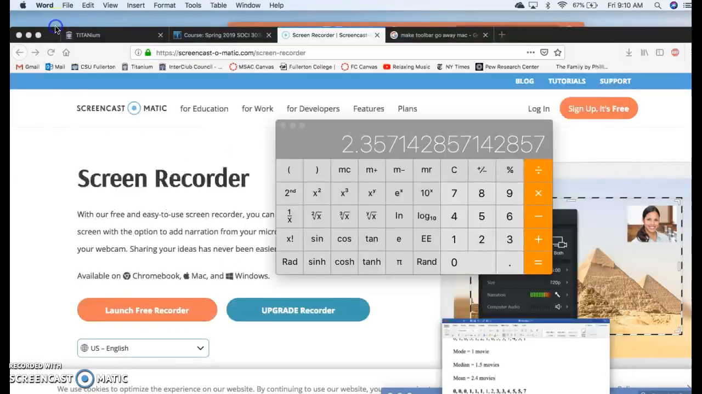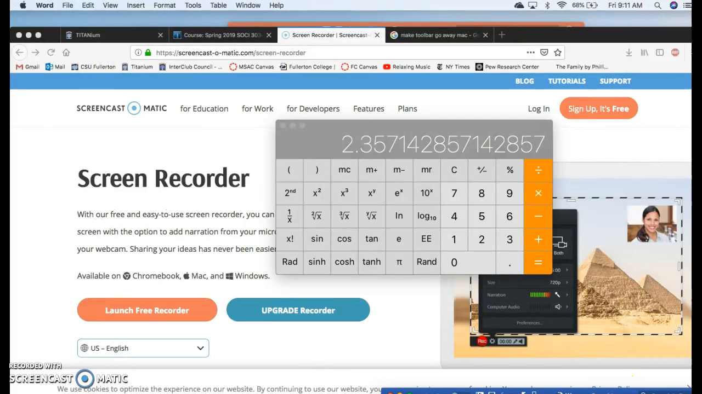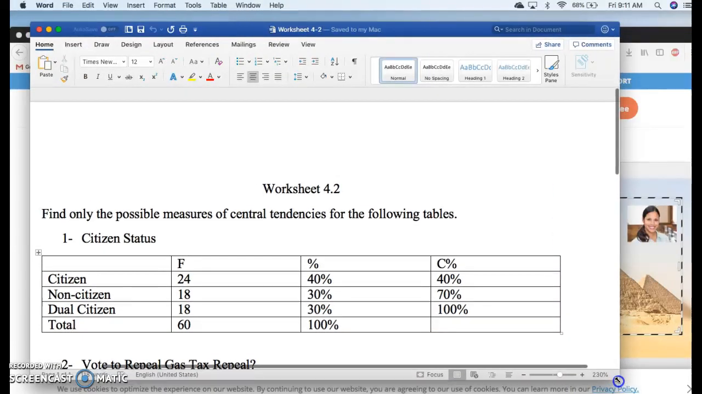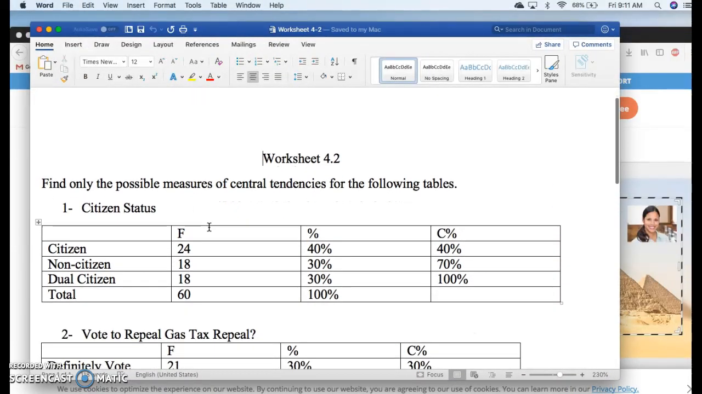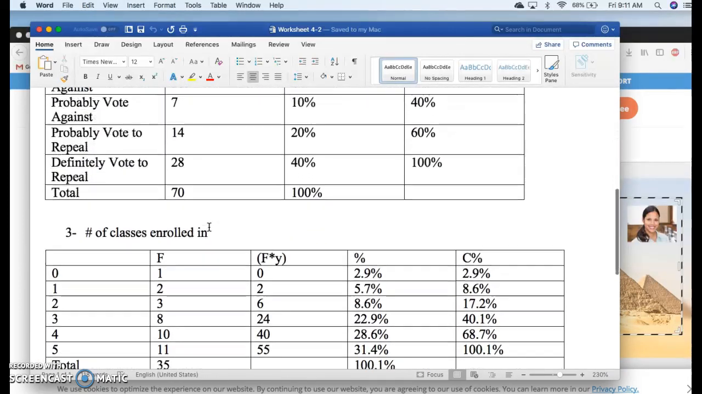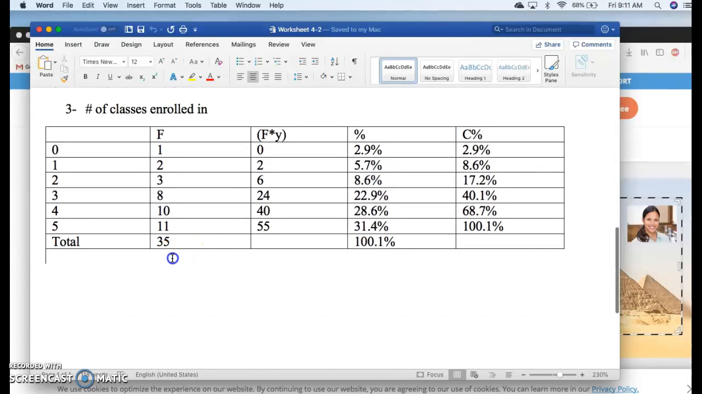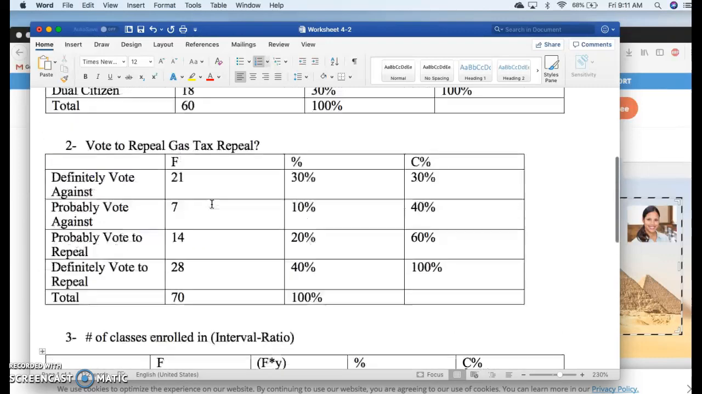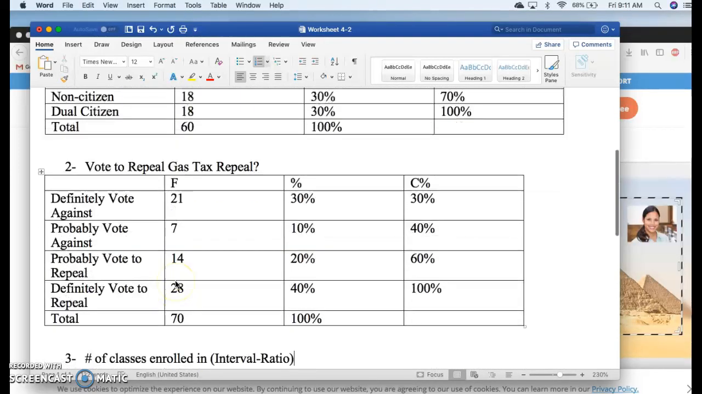So let's go ahead and look at another way of representing data, and that's frequency tables. I am going to skip to the last one here and show how to find the mode, median, and mean on this. The reason I'm skipping to the last one is because it's interval ratio data, and we can actually do all three. So if you know how to do the mode, median, and mean on interval ratio data, you're able to do it on ordinal and nominal data as well.